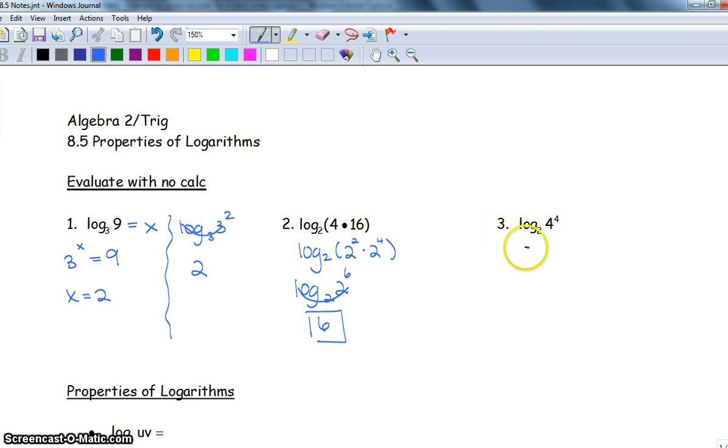And last, we've got log base 2 of 4 to the 4th power. I'm going to rewrite 4 as 2 squared. But 4 is being raised to the 4th power, so now 2 squared is being raised to the 4th power. A power to a power means we're going to multiply. So now I've got 2 to the 8th power. That cancels, and we're left with our answer, which is 8.